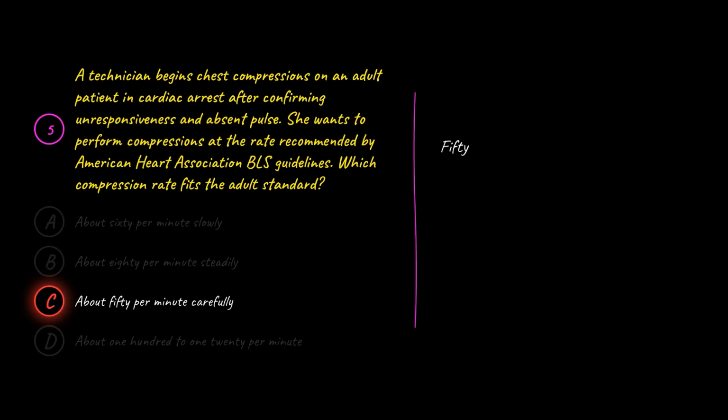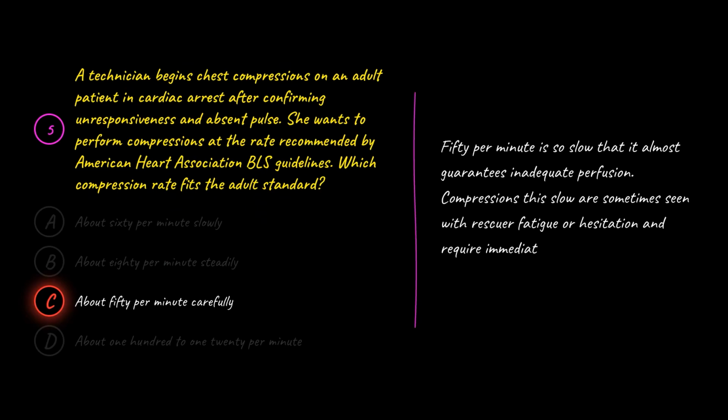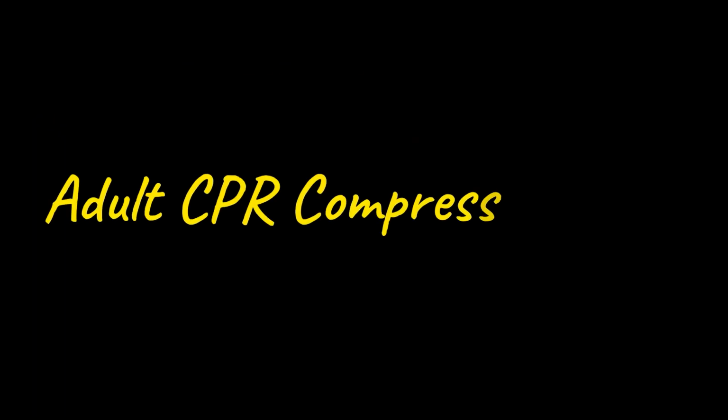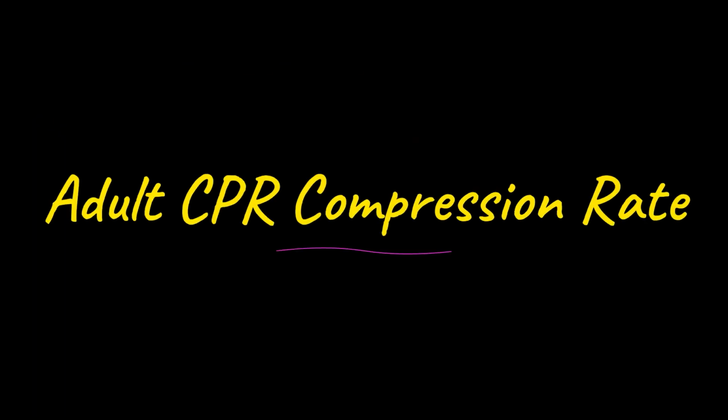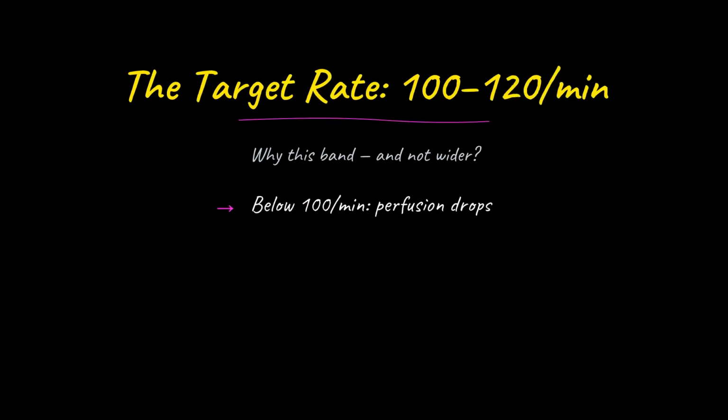C is wrong because 50 per minute is so slow that it almost guarantees inadequate perfusion. Compressions this slow are sometimes seen with rescuer fatigue or hesitation and require immediate course correction by switching providers or coaching. Adult CPR guidelines set a specific compression rate range, and that range exists for a precise physiological reason, not as an arbitrary number. The American Heart Association targets 100 to 120 compressions per minute.